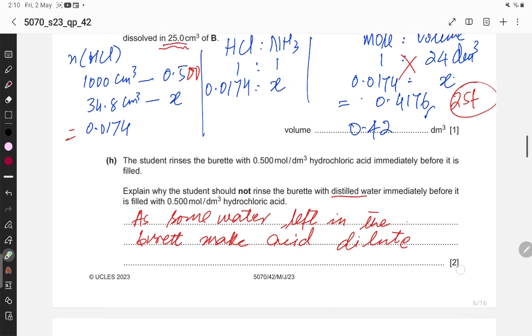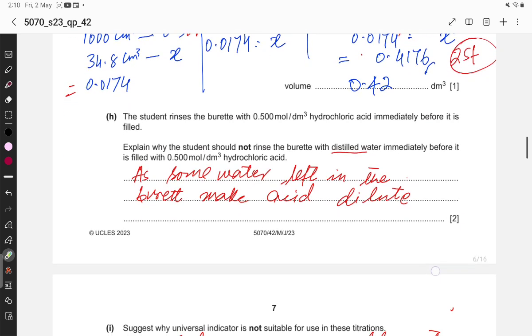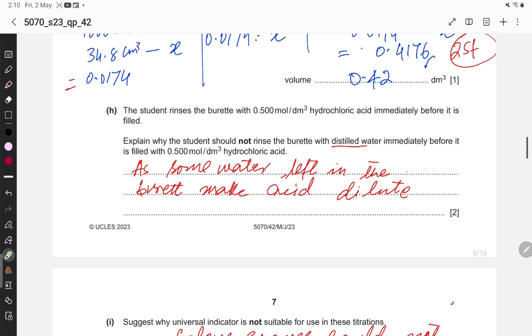The student rinses the burette with 0.500 mole per dm cube hydrochloric acid immediately before it is filled. Explain why the student should not rinse the burette with distilled water immediately before it is filled with 0.500 mole per dm cube hydrochloric acid. Some water is left in the burette, which makes the acid dilute. So that's why the student should not rinse the burette with distilled water.